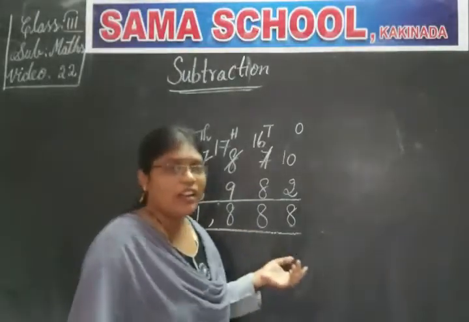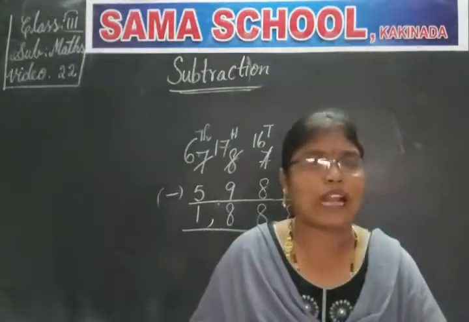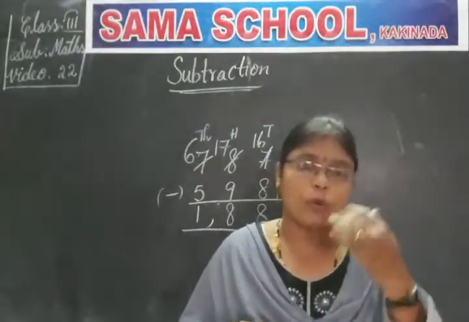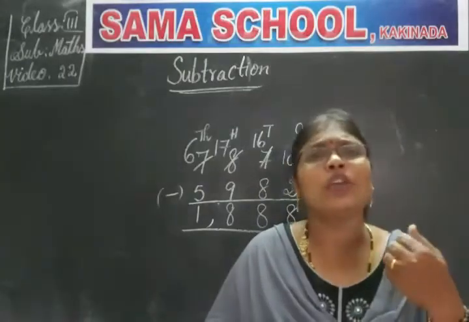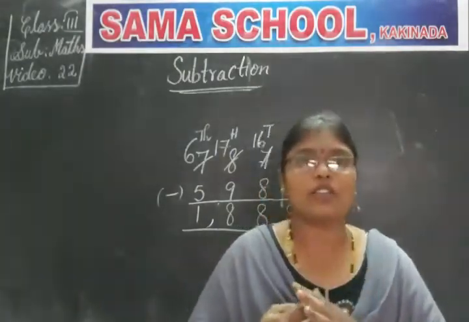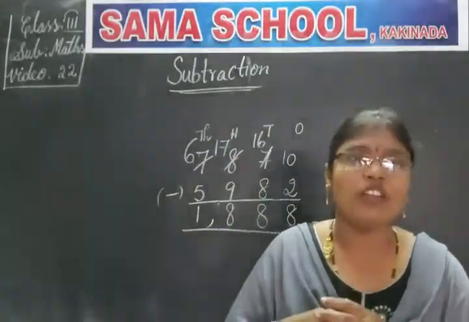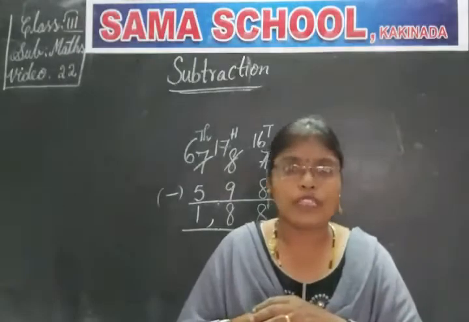1888. Okay children, in our next class we will do more 4 digit number subtractions with borrowing, so that you can understand it very clearly. Again we will do this borrowing subtraction in our next class also. Then it will be very easy and you can do it very happily without any doubts.